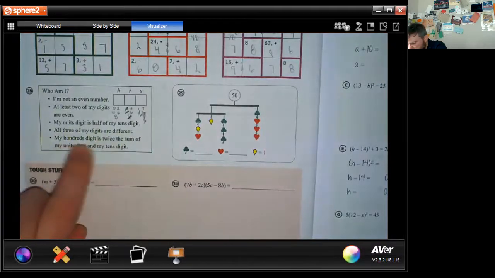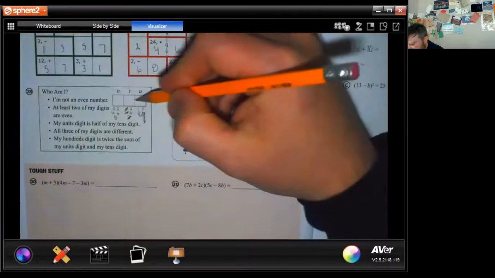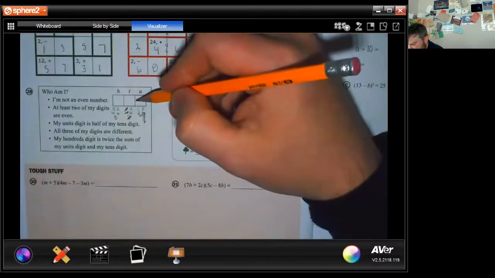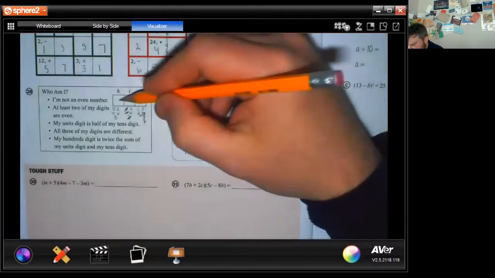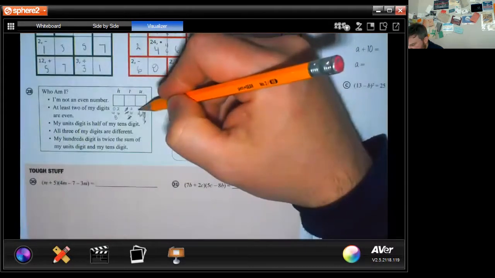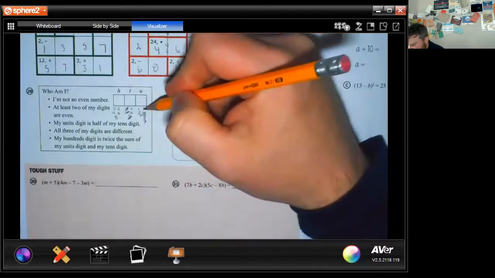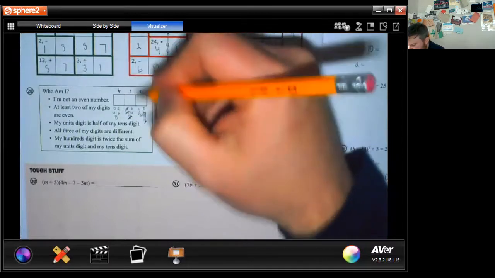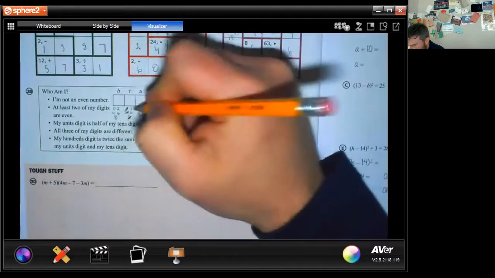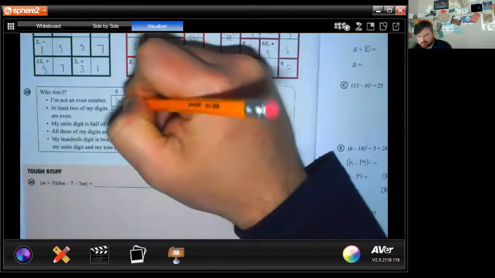My hundreds digit is twice the sum of my units digit and my tens digit. So if I add these two up, I get double that, this number. So if I take 2 and 1, I get 3. 3 times 2 is 6. If I get 6 plus 3 is 9, times that is 18. So it can't be that. So it can't be 6 and 3. So it's 1, 2, and 6.